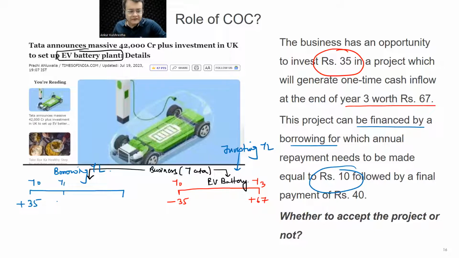T1, let's say, and then I make an annual payment. So there is one payment that I need to make at T2 as well, followed by the final payment of 40. Now these are payments that a business has to make, and therefore I'll have to put a negative sign here. In corporate finance, signs have a lot of value. So that's how the two sides of the business look.